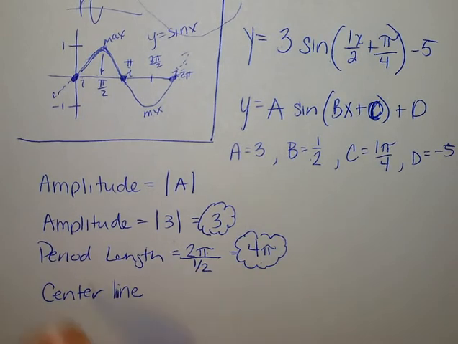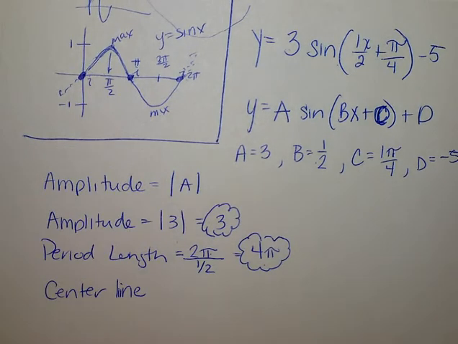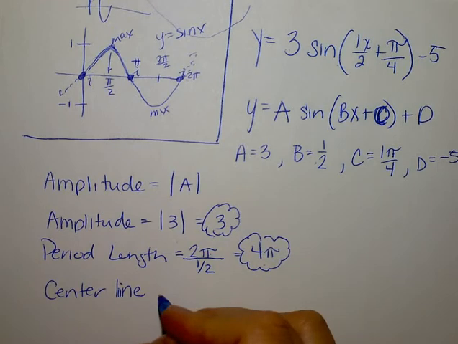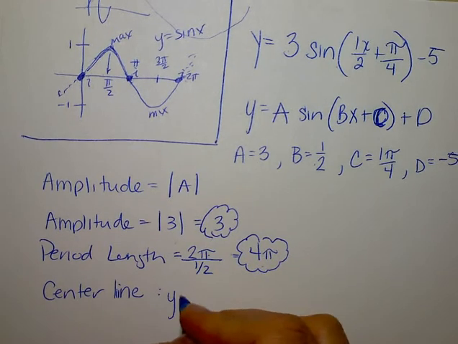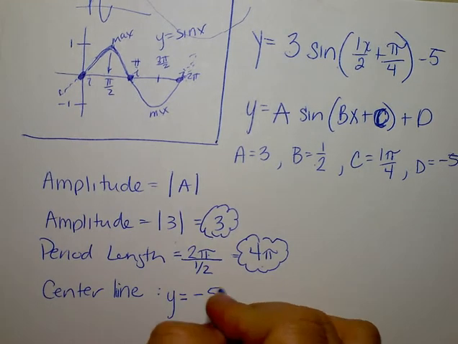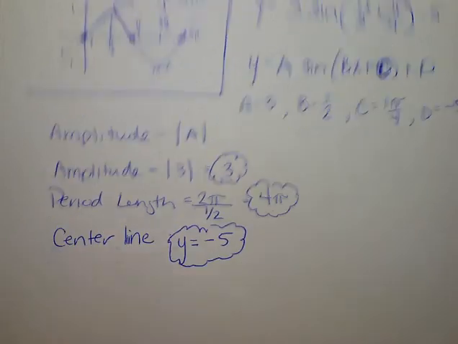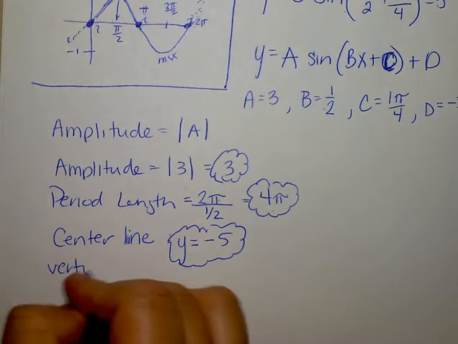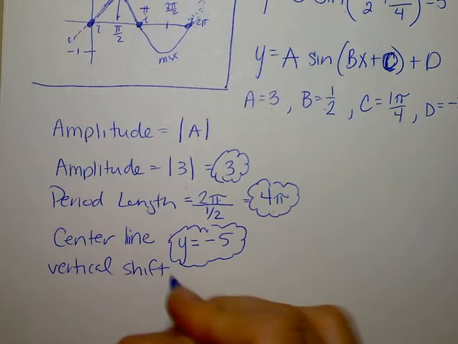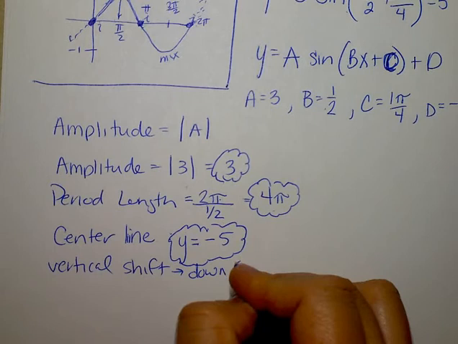So our center line for this problem is the x-axis. That's not always going to be the case if there are shifts. So to get the center line, we take y equal to d. In this case, it's y equal to -5. And this tells us what type of vertical shift is happening. So vertical shift, and we can put that into words. Vertical shift is we're going to shift this down 5 units.